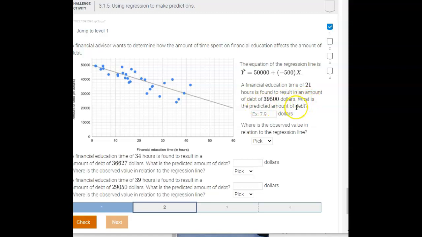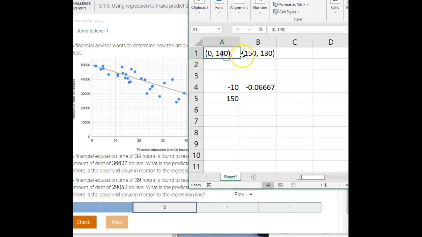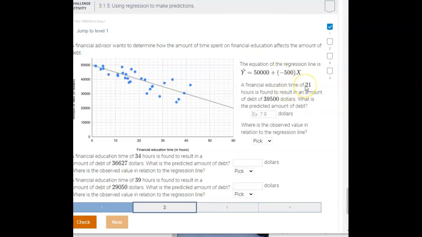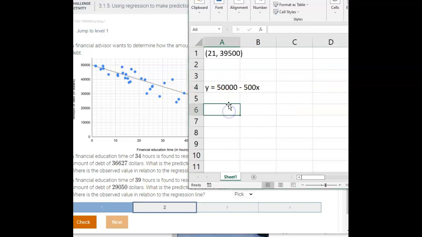But this is asking us what is the predicted amount of debt. So what it's saying is we have 21, let me write this over here. We have a point from our actual data of 21 hours, and then the y value, the amount of debt, is 39,500. That's a point we found in the data. It's asking what would the prediction be based off of this equation. If we're using the equation to make predictions, what do we think y would be if x is 21? So what you need to do is put the 21 into our equation and see what the calculation comes out for the prediction for y.